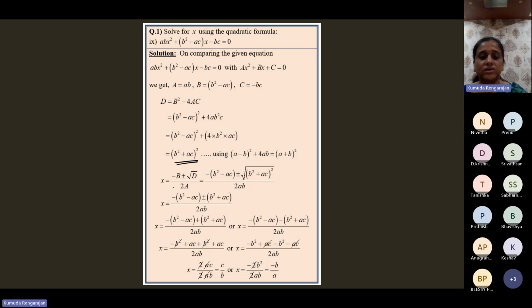Now the formula x is equal to minus b plus or minus root d by 2a. Substitute. And here, because it's a perfect square, the square and the square root will get cancelled. So you have b squared plus ac. And you know how to proceed after this. One x value with the plus sign, the other x value with the minus sign.